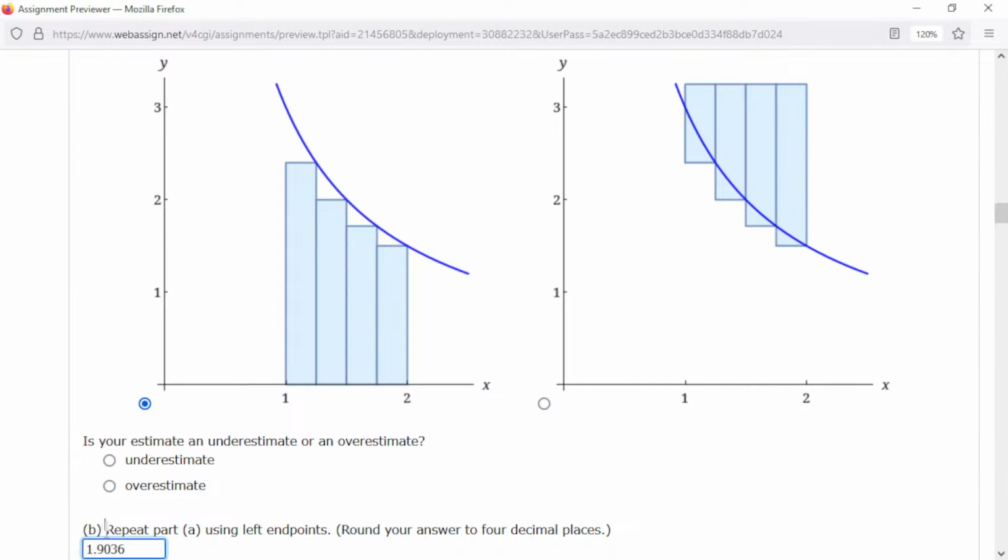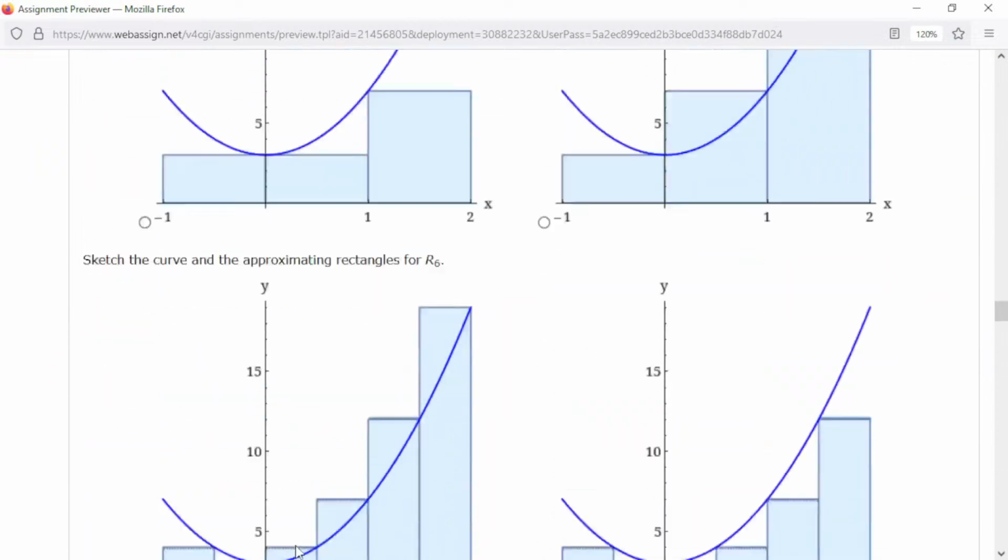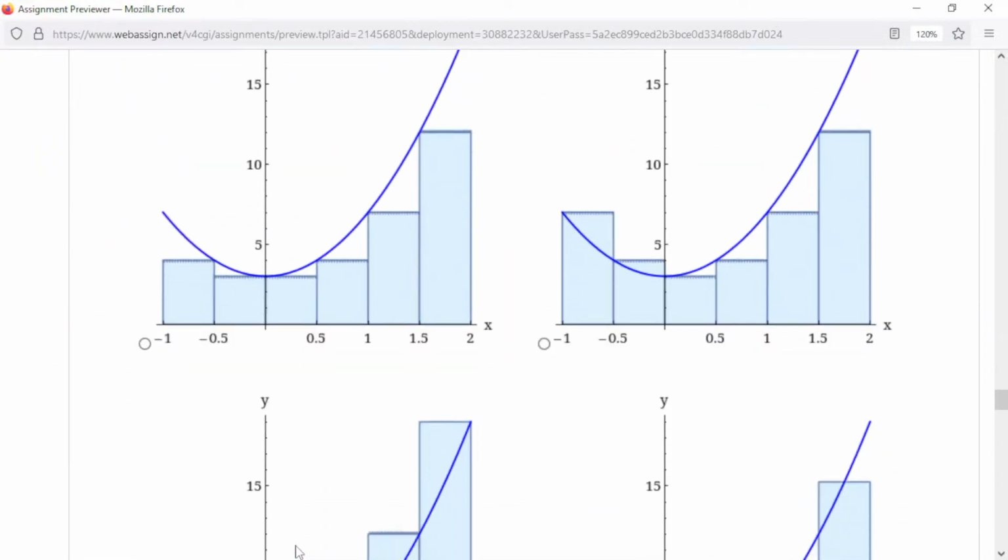1.9036. And is this an under or overestimate? Well, we did talk about this. You can see that we're leaving out a little bit of area here. If you've got the right diagram, then you can see that we're underestimating the overall value of this area. So we're underneath the truth. Okay, we can do the rest of this on your own because those other ones are pretty simple.